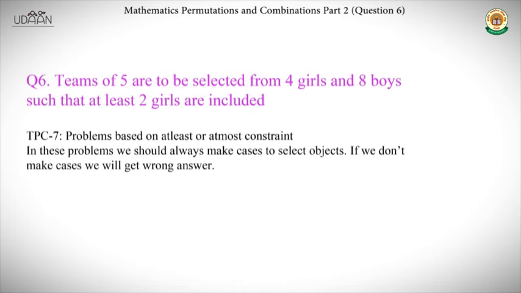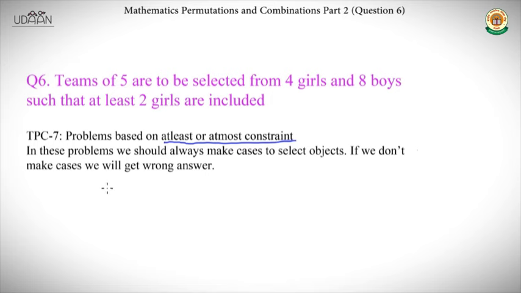What TPC 7 says is, whenever you have an at least or at most constraint in the question, you have to always make cases. Otherwise, you end up getting a wrong answer. You have to make cases because, when you are dealing with permutations and combinations, at least at this level, you have to deal with equalities. If you have an inequality, for example, at least or at most, then you have to consider all of those individual cases which satisfy that inequality, and that is why you make cases here. So now we make cases.